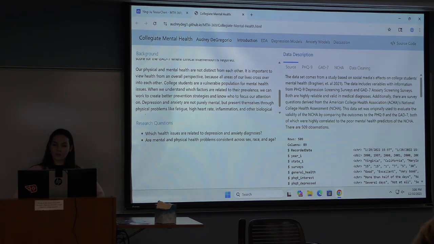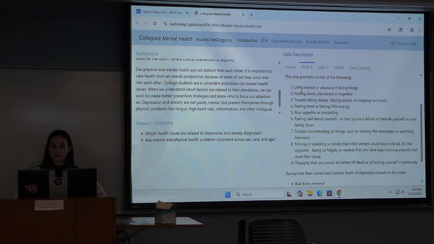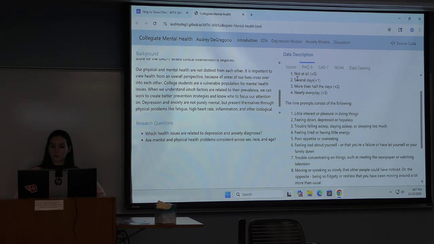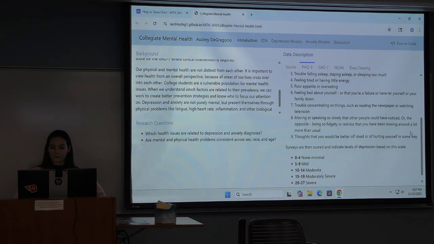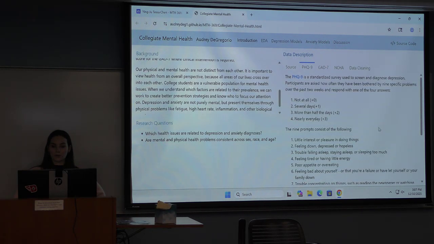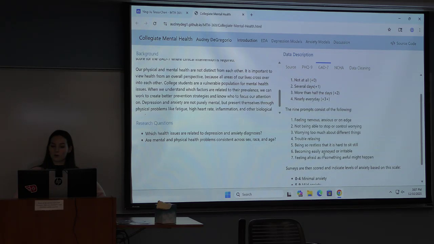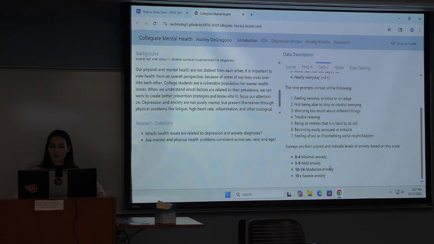One of the first measures used was the PHQ-9. It's a standardized survey used to screen and diagnose depression. It's pretty basic. There are 9 questions, scored as not at all, several days, more than half the days, and nearly every day. All of these are added up together, and they're given a score to indicate depression severity. Similarly, the GAD-7 is pretty much the same thing for anxiety, and we did that as well.